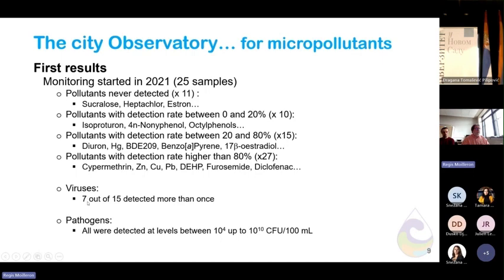Concerning viruses, 7 out of 15 were detected more than once, and for pathogens, all were detected at levels between 10 to the 4 up to 10 to the 10th colony forming units per 100 mL. So this is what we get as a result for the targeted observation. Now, Julien will speak about the non-targeted screening.